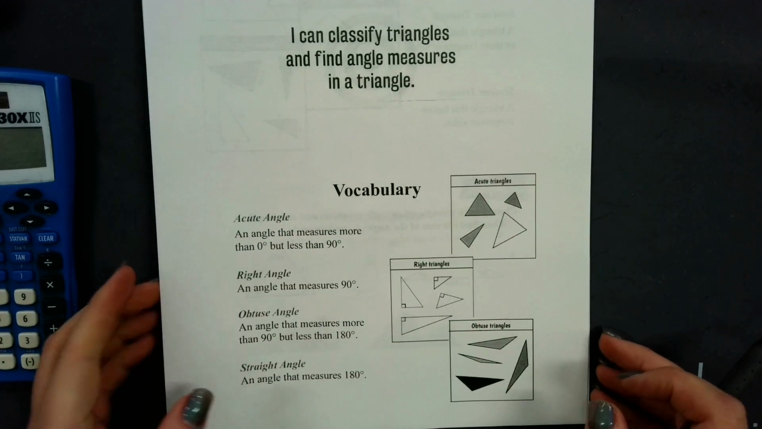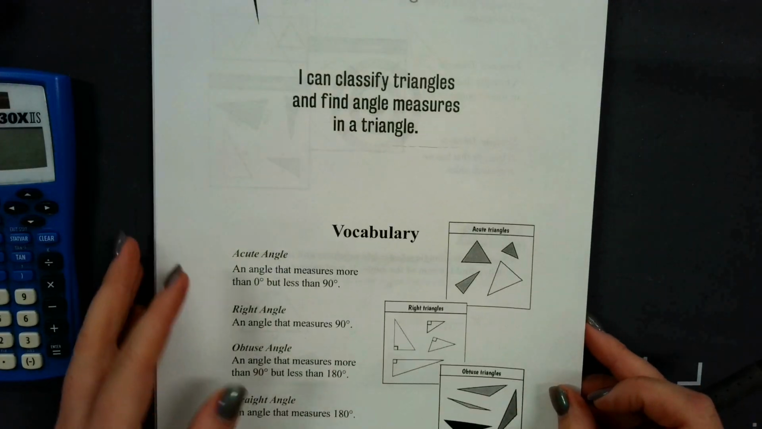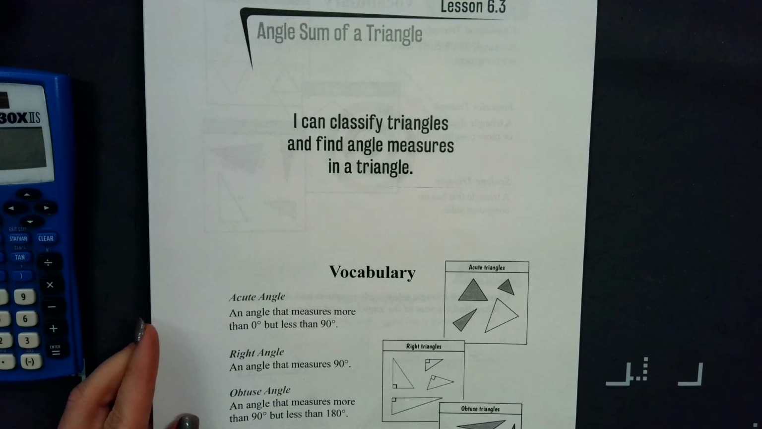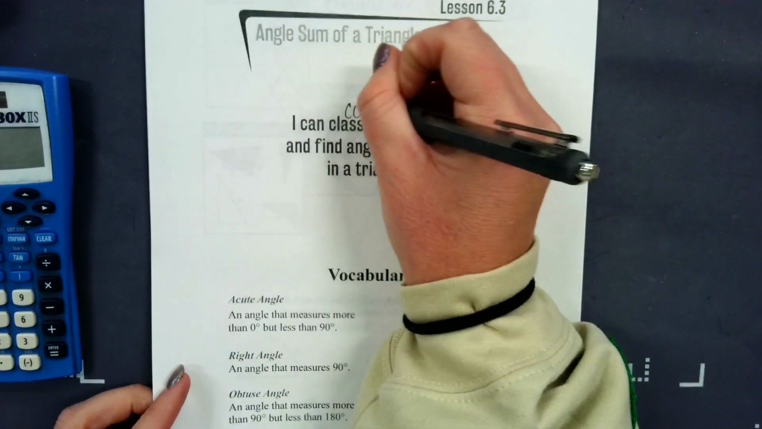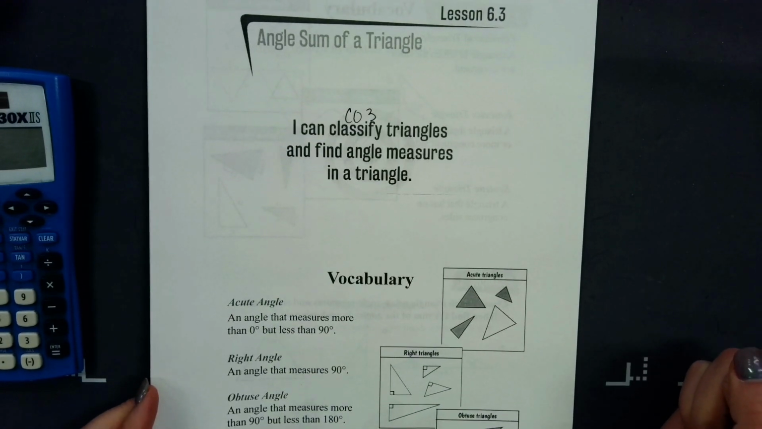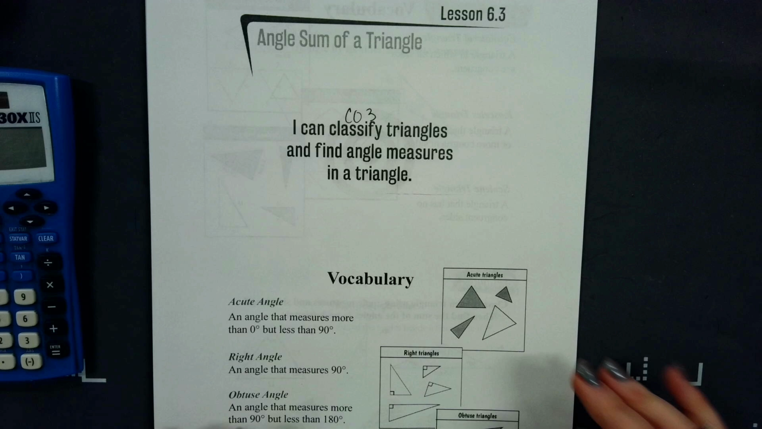Okay, 6.3 I have out for us. All right, I can classify triangles and find angle measures in a triangle. This is CO3. We're kind of switching gears. That's why I wanted to do that checkup yesterday, just to see where we were.